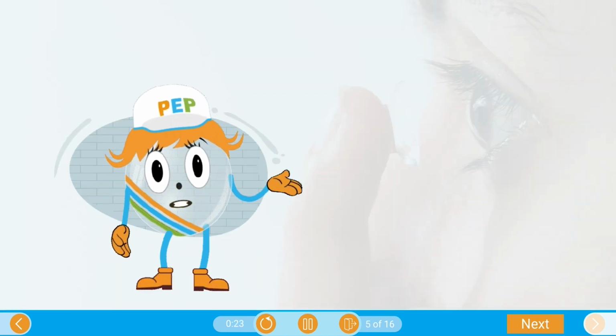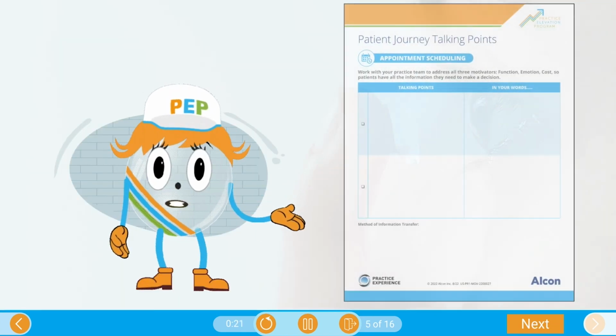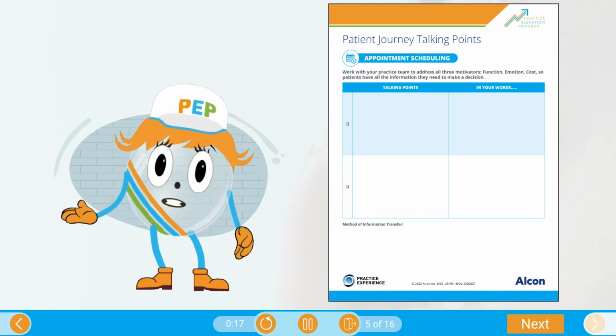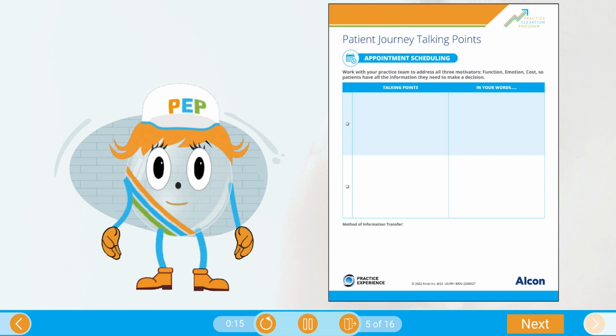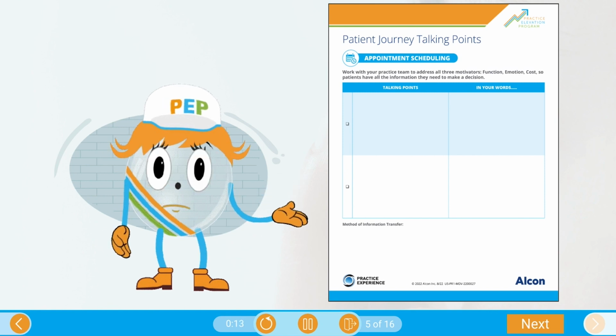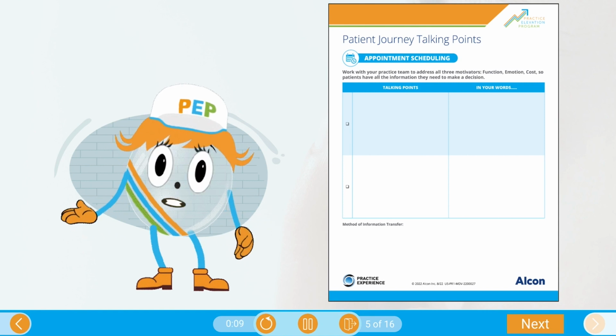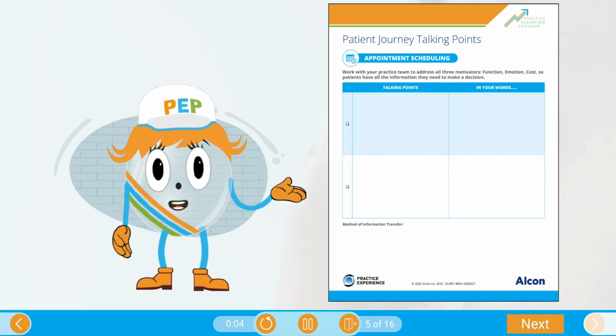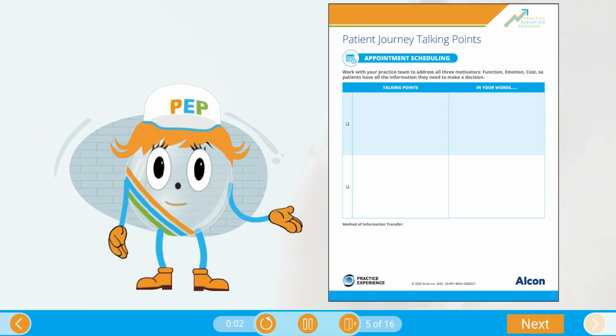Now we're going to have a little fun. You'll create your own talking points cards to use during your patient interactions. The talking points may be questions or a statement that may spark interest in contact lenses. You may only need to use 1 to 2 talking points with each patient. At the end, you'll consider how you will transition the information you gather about the patient to the next teammate.